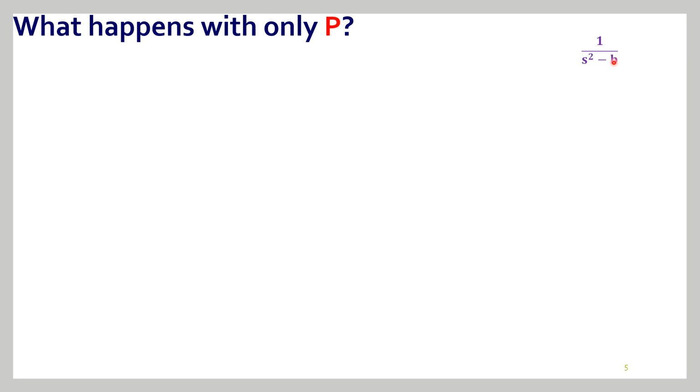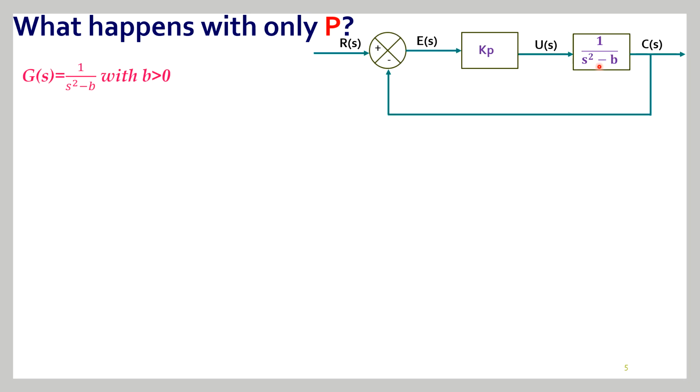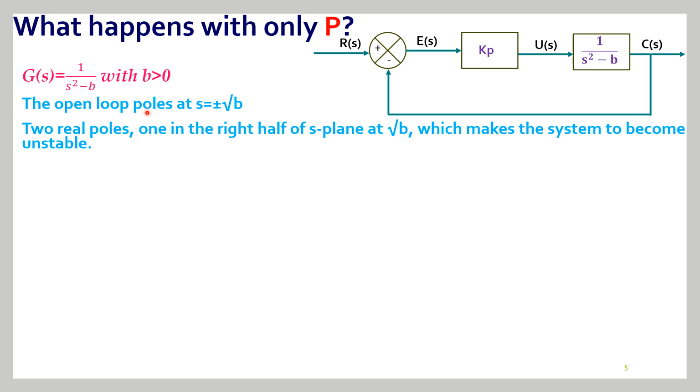Let us assume the value of b is greater than 0. So where will the poles be located? The open loop poles are located at s equal to plus or minus root b. So we have two equal and opposite poles. It means one pole will be present in the LHS with a value of root b and another pole will be present in the RHS with a value of root b. When poles are placed in the RHS, we know that the system will become unstable. So the original G(s) function is unstable. Let us add a controller to make it stable.